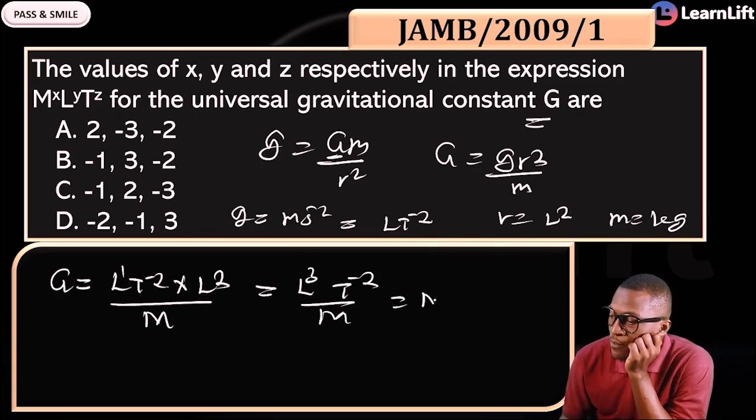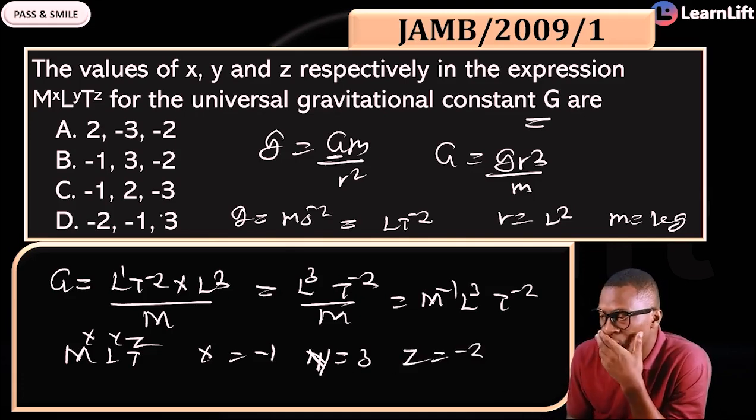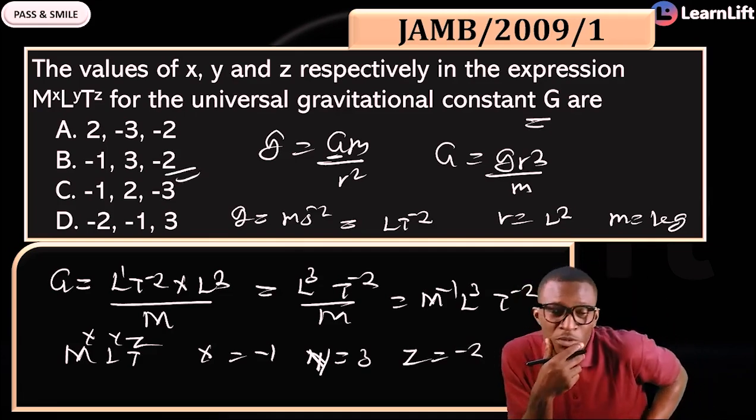From indices, this will be M raised to power minus 1, L3 T raised to power what? Minus 2. And the question is if we have M, L, T, where we have X, Y, and Z. X first will be minus 1. What will be Y? Y will be equal to what? 3. And what will be Z? Z will be equal to minus 2. That's minus 1, 3, and minus 2. That's option B, making option B the answer. Do you understand that? Pause it, take it over and over again.